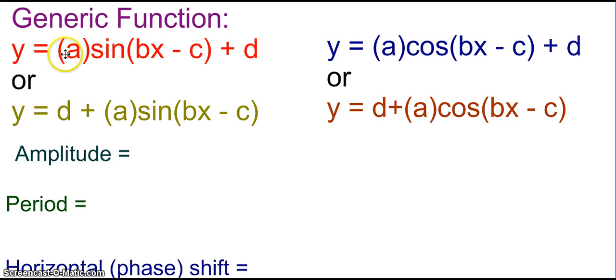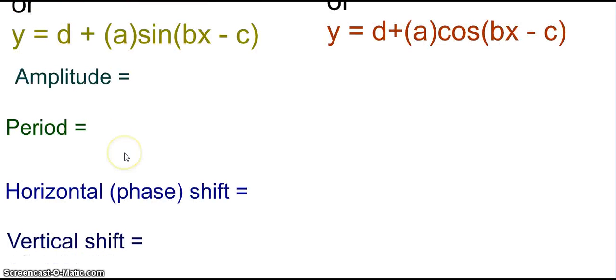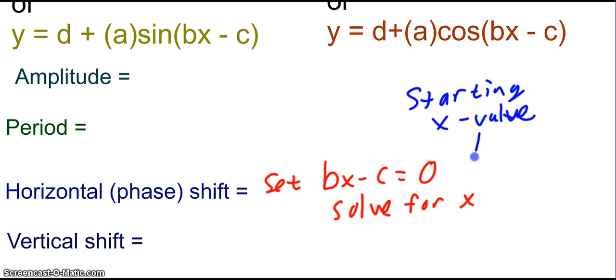Now, a little more generic function, y equals a sine bx minus c, and then plus d, or y equals d plus a sine bx minus c. So now this is going to include shifts as well. So our amplitude and our period, hopefully you came up with a method to find those that is correct. Our horizontal shift, or our phase shift, we are going to set bx minus c equal to 0 and solve for x. This is going to give us our horizontal shift and our starting x value.